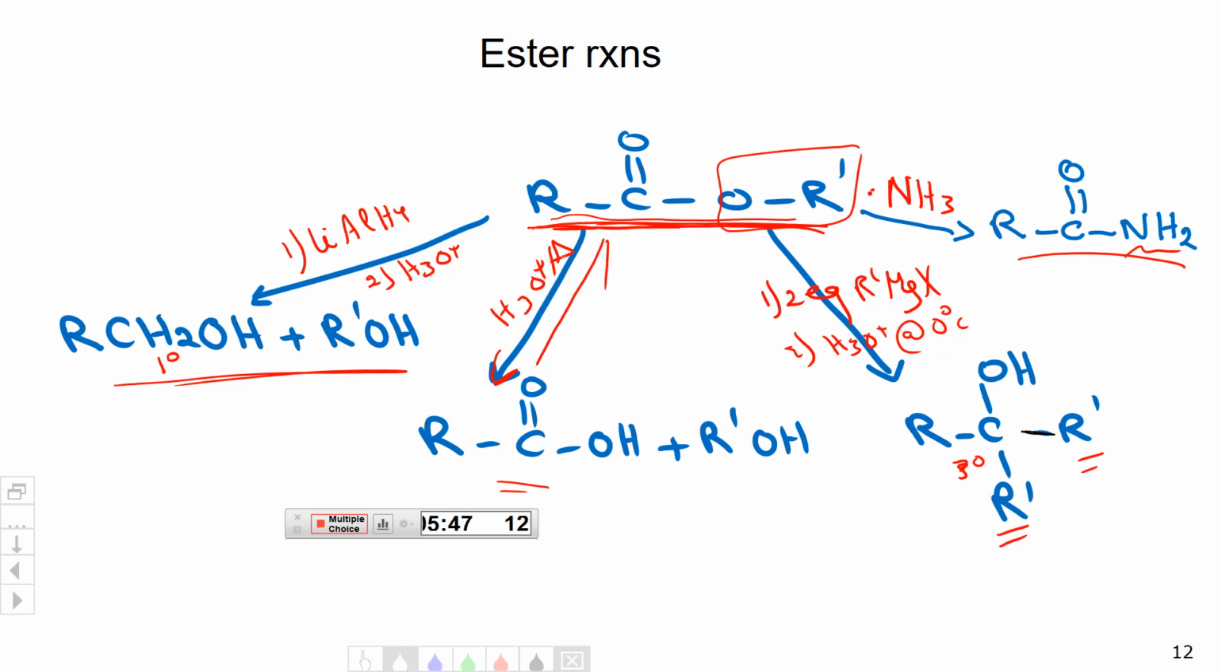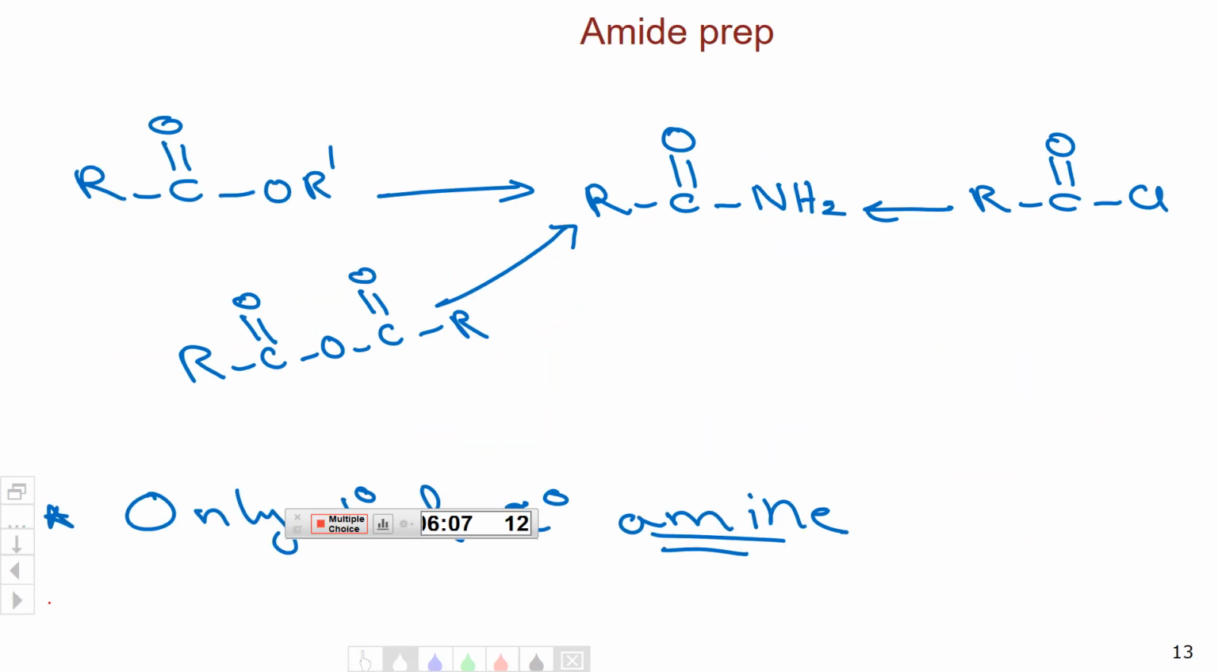Since the amide is the least reactive, mainly we cannot prepare any other acid derivative from it, but it can be prepared from all the other acid derivatives. So again, all the reactions that we learned are the prep of the amide. Just bear with me, I'm going to repeat those reactions just in the context of a prep of amide.